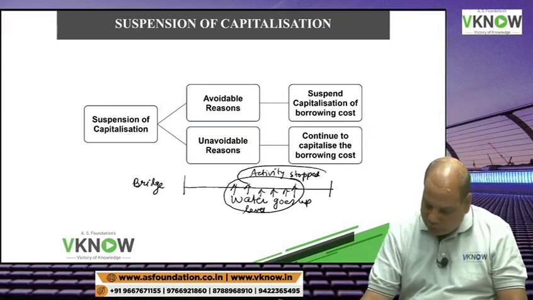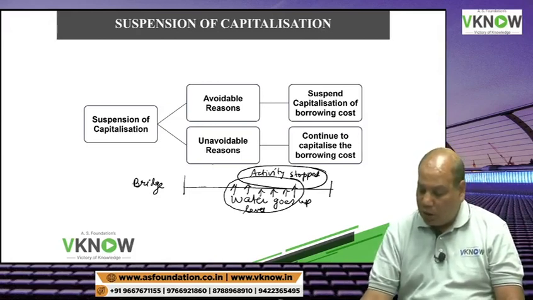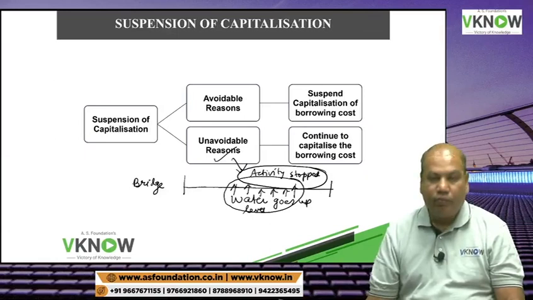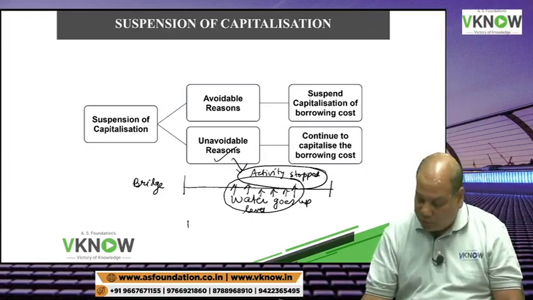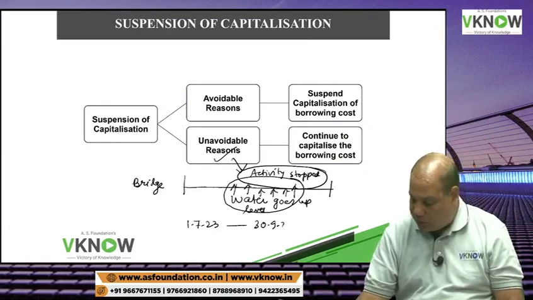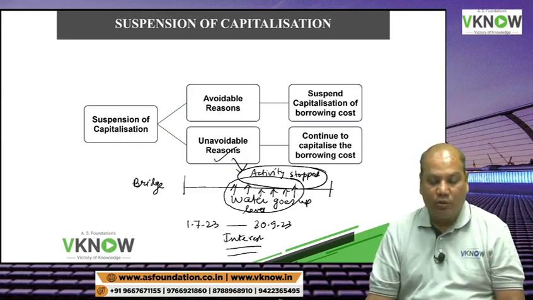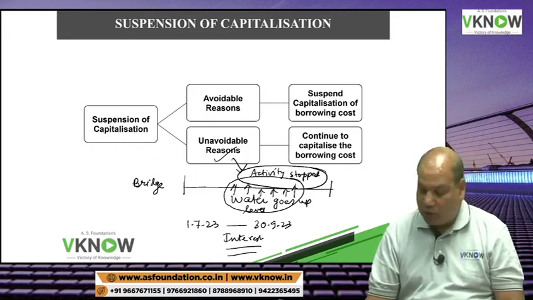Activity was stopped. Now this is called unavoidable reason. Suppose this was from 1st July 23 to 30th September 23. Bank is going to charge you interest. Bank is not bothered. Bank is going to charge you interest.